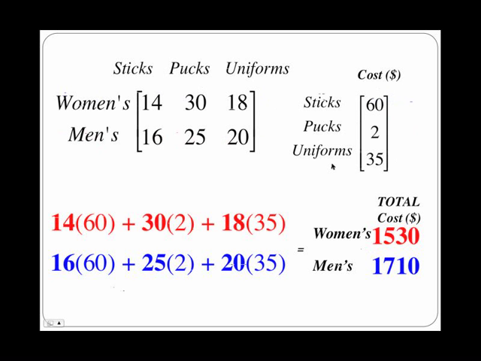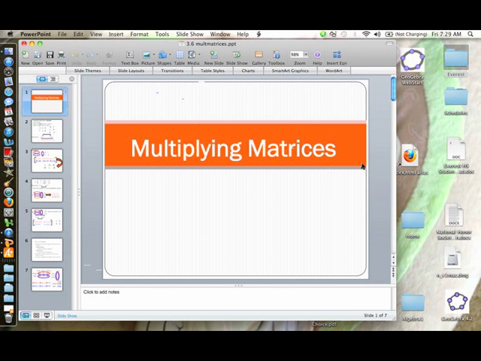And see what we're really multiplying, we're multiplying 14 times 60, because there are 14 sticks and they cost $60. We're multiplying 30 by 2, because there are 30 pucks and they cost $2. Multiplying 18 by 35, because there are 18 uniforms and they cost $35. And so that's why the number of columns of the first one has to match up with the number of rows of the second one. And that's really it. So that's matrix multiplication in a nutshell.